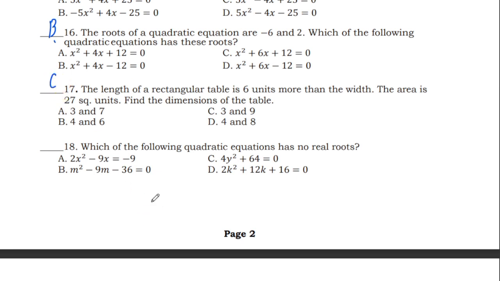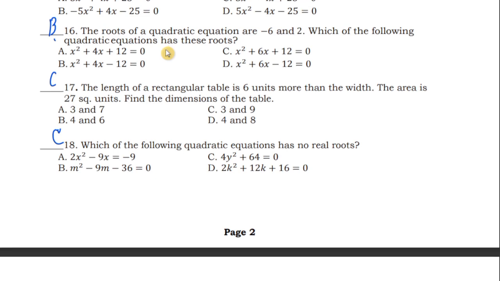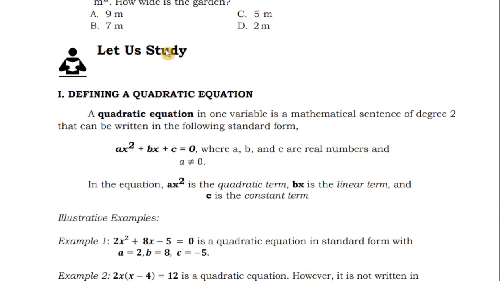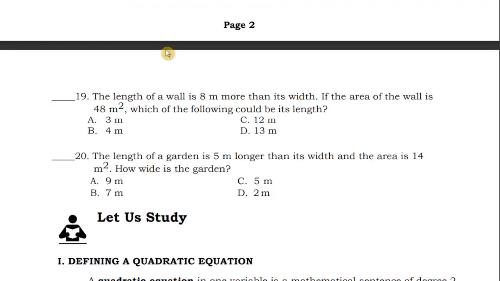Which of the following quadratic equations has no real roots? A, 2x squared minus 9x is equal to negative 9. B is m squared minus 9m minus 36 equals 0. C, 4y squared plus 64 equals 0. D is 2k squared plus 12k plus 16 equals 0. So the answer is C. No real roots.